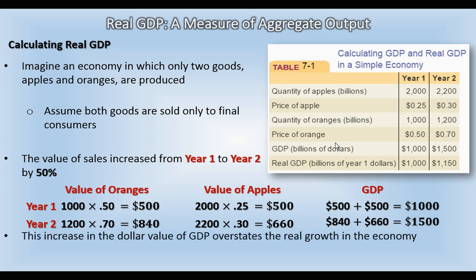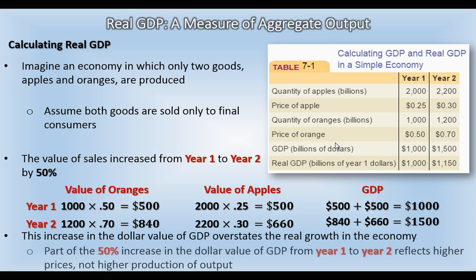So the increase in the dollar value of GDP in this case overstates the real growth in the economy, the growth of our ability to produce. Part of the 50% increase that we see here, where we see $500 of increased value in our final goods and services between year 1 and year 2, reflects just higher prices and not higher production of output.